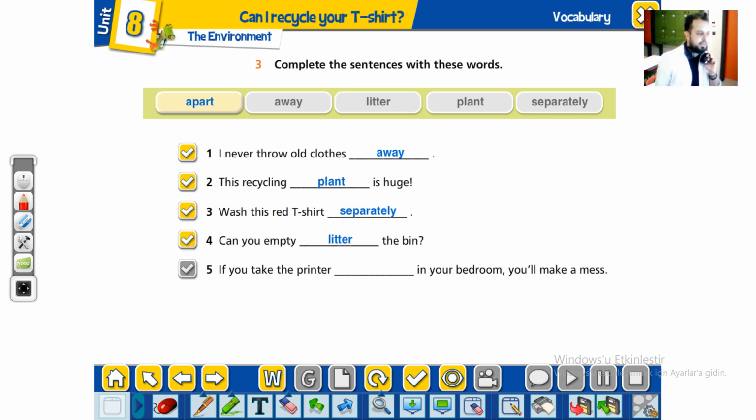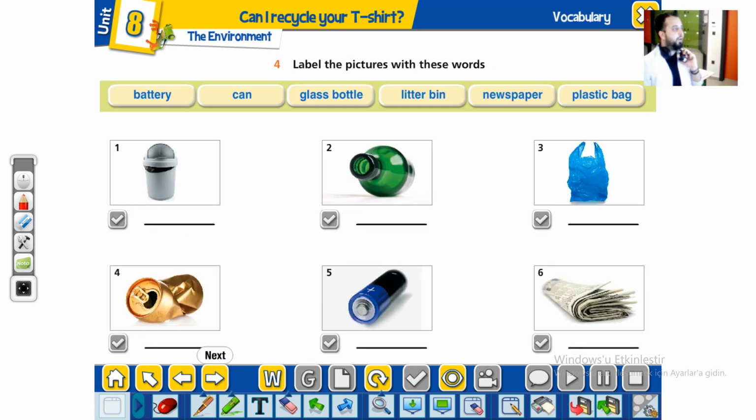Can you empty the litter bin? And if you take the printer apart, we are going to use apart here. If you take the printer apart in your bedroom, you'll make a mess. Yani diyor ki yazıcını yatak odanda parçalarına ayırırsan ortalığı bayağı bir dağıtacaksın diyor. Let's do exercise 4. I think it's the easiest part of the unit. You are going to match the words with the pictures.